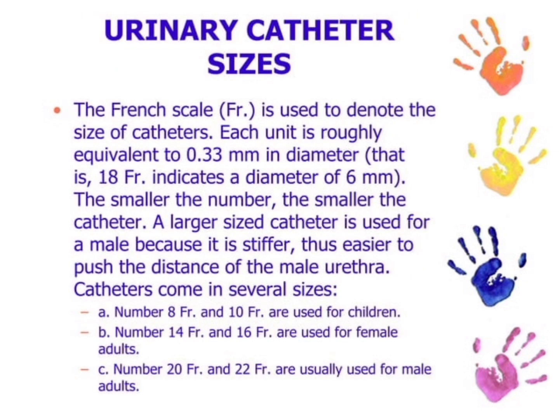Urinary catheter sizes. The French scale is used to denote the size of the catheter. Each unit is roughly equivalent to 0.33 mm in diameter. The smaller the number, the smaller the catheter.